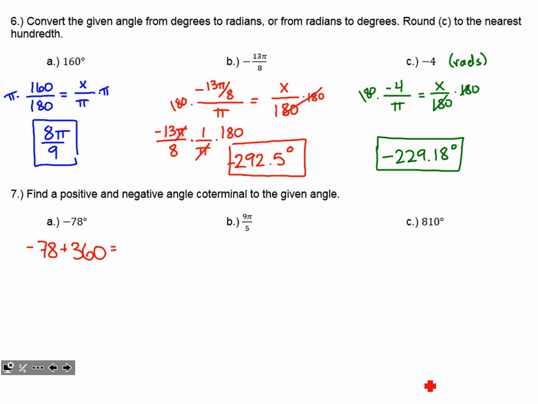And when I do that, I think I get 282. Let me check. Yeah, 282 degrees. Of course, I want to put the degree symbol on my final answers. And then subtracting 360 will take that further negative, giving a negative coterminal angle. And there I get negative 438 degrees.